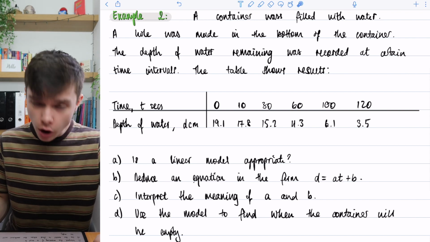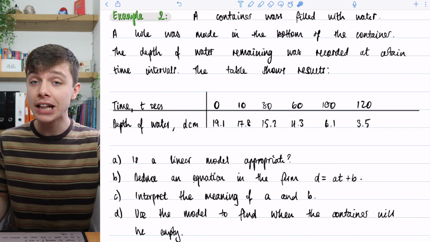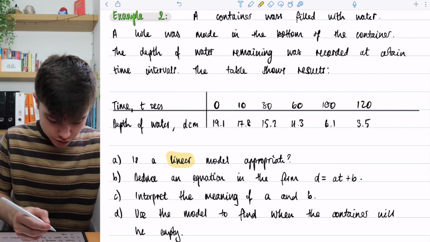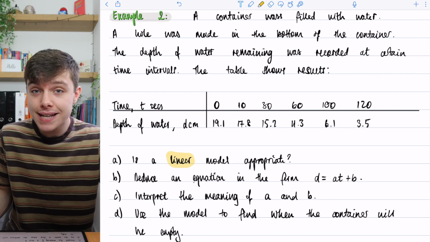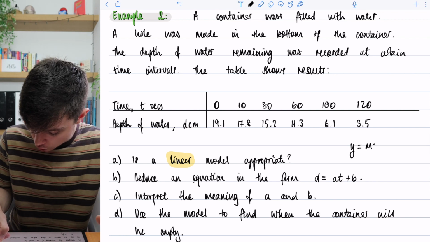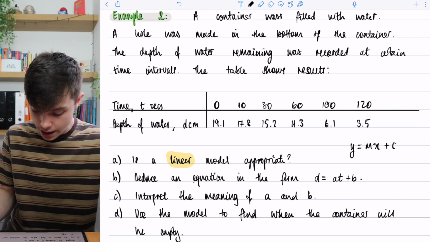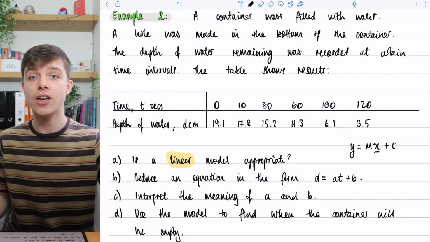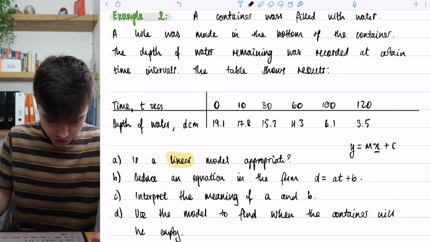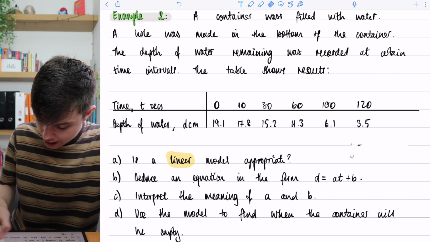So part A, all we have to do is test whether a linear model is appropriate. Remember, linear just means straight line. A linear set of simultaneous equations is when we've got two things in the form y equals mx plus c, okay? Linear just means the highest power of our variable, in this case x, is 1. So, let's have a look.